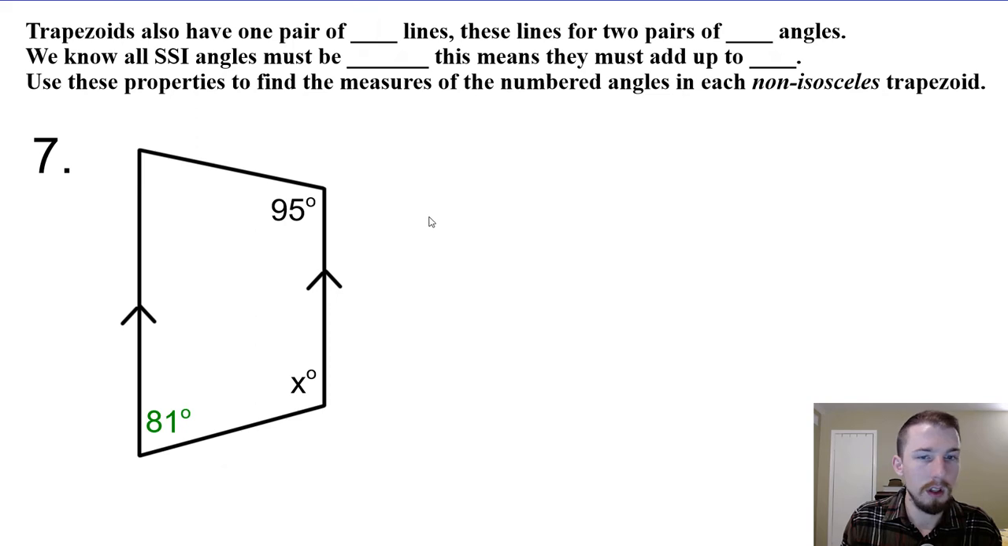All right, number 7, these are non-isosceles now. So trapezoids will have one pair of parallel lines that form 2 pairs of same side interior angles. We know all SSI angles must be supplementary, which means they add up to 180 degrees. So on this one, notice these 2 are the ones that are going to be same side interior, not these 2, because those are not parallel. So make sure you pick the right 2. Just look for your parallel lines, your bases, and then work along the laterals, which is your transversal, sorry. So the supplement of 81, we're not looking for the supplement of 95, it's the supplement of 81. The supplement of 95 would go over there. So the supplement of 81 is going to be, let's see, 99?